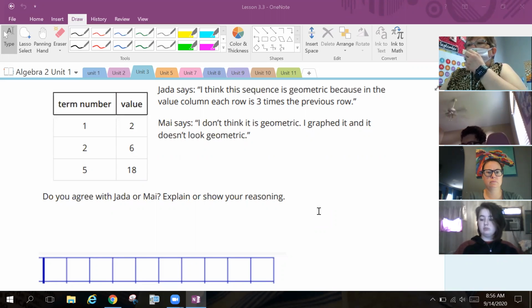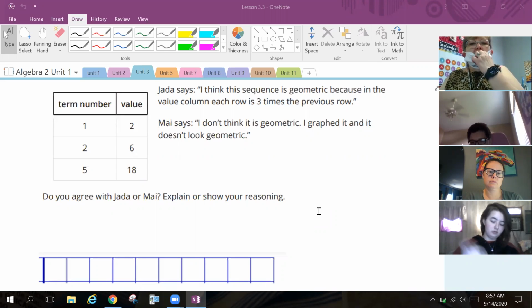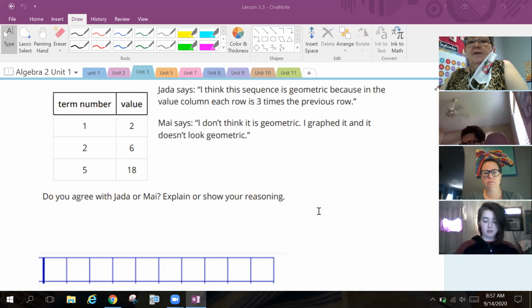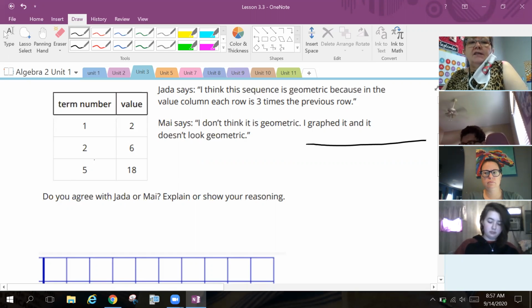So what did y'all figure out? Jada. You figured out it was Jada? Okay. So Jada says that it's geometric because each row is being multiplied by 3. All right, so let's see. One thing you can do, look at the values. Did you notice that the values went 1, 2, and jumped to 5? Did you catch on to that?